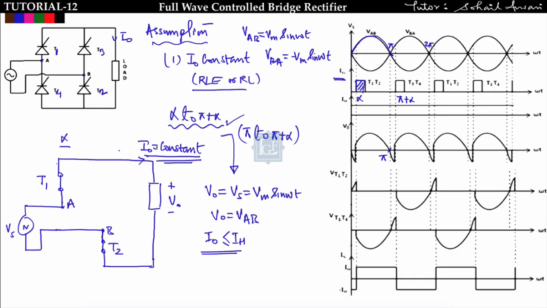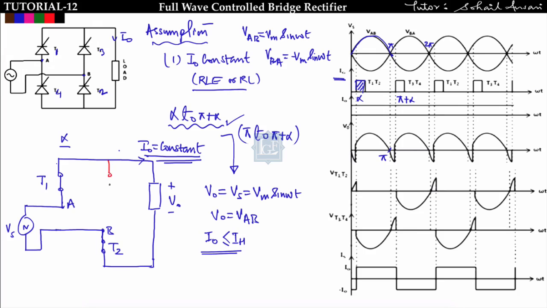Is it fine? That's why after pi also this T1 and T2 is conducting even after reversing the supply voltage. Got it? Now if I ask you, when T1 and T2 are conducting, what is the voltage drop across T3 and T4? Since T3 and T4 are not triggered from alpha to pi plus alpha, this means it will behave like an open circuit.